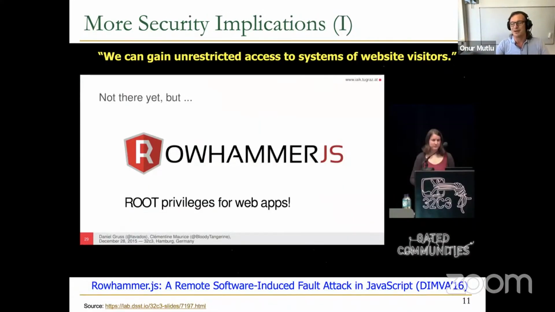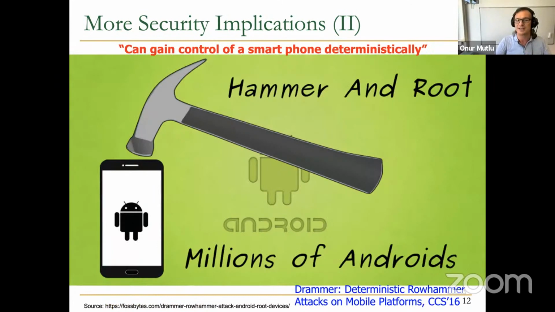Okay, again, I don't want to spend a lot of time on the details of RowHammer. We're going to have more lectures, but just to give you an idea, there have been a lot of attacks that clever people developed over time to take advantage of these bit flips such that they can, for example, gain unrestricted access to systems of website visitors by taking advantage of JavaScript. They can gain control of your cell phone, for example. This is actually very interesting.